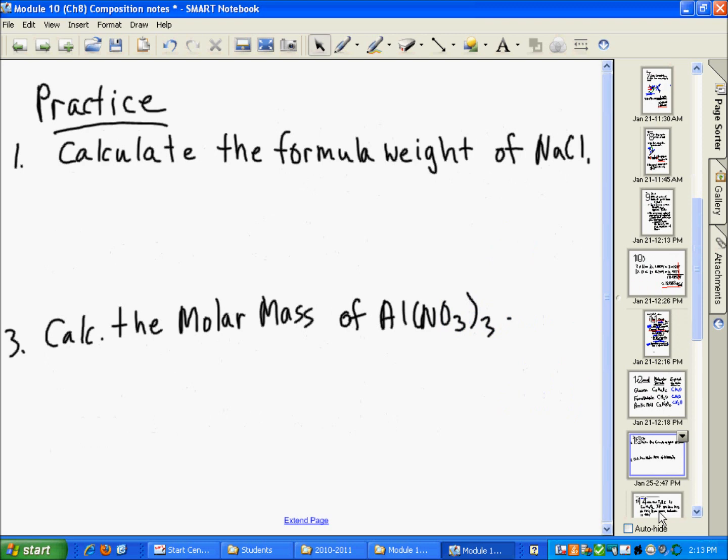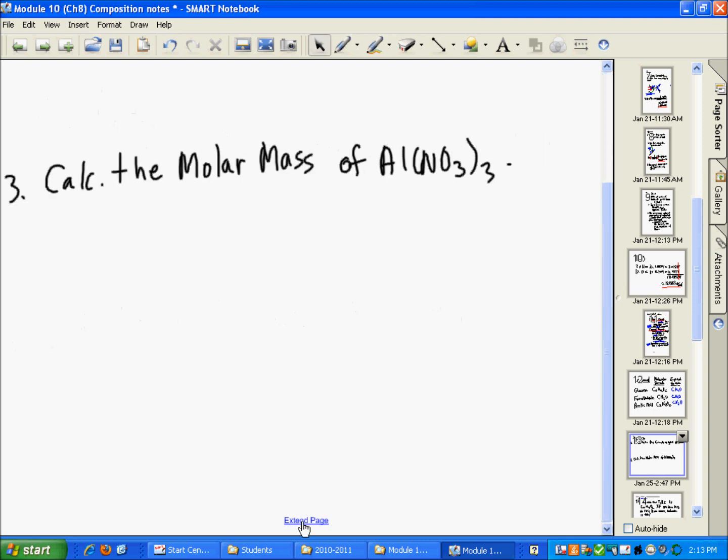Okay, so now we have some examples of calculating molar mass, formula weight. Let's do the molar mass of aluminum nitrate here. This would be a formula weight. So the formula weight of an empirical formula. Because this is an ionic compound, we're actually calculating the formula weight.